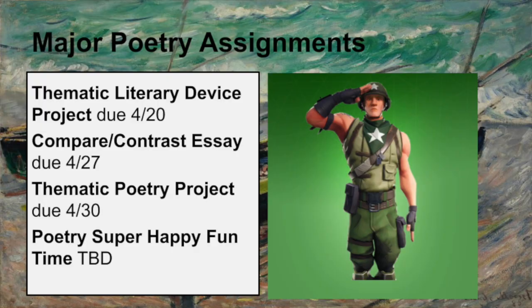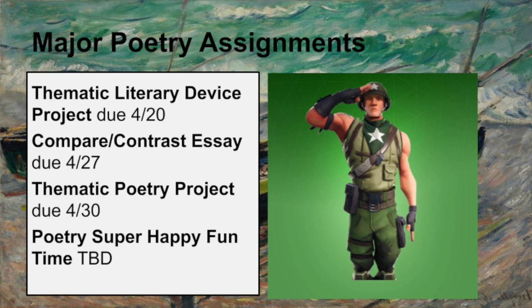We will have 4 major poetry assignments for this unit. The first project is the Thematic Literary Device Project. The second project is a compare and contrast between 2 different poems we will be reading. Third is a thematic poetry project. That is, you are going to be writing a series of poems that all revolve around a similar theme.